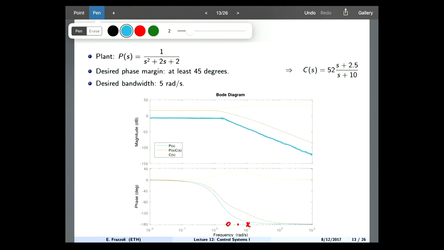And as you see, the phase will be 0, and then goes down to negative 180, okay? What is the effect of now having this lead compensator? Essentially, what is happening is the following. Well, I'm increasing the whole thing, okay, by this proportional gain, 52, okay?